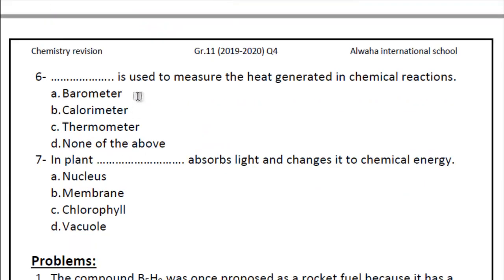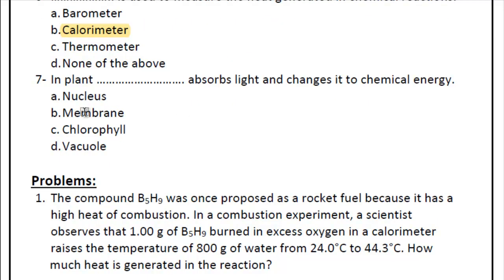Number 6, what is used to measure the heat generated in a chemical reaction? What do we use to measure the heat generated? Calorimeter. In plants, what absorbs light and changes it to chemical energy? Chlorophyll.